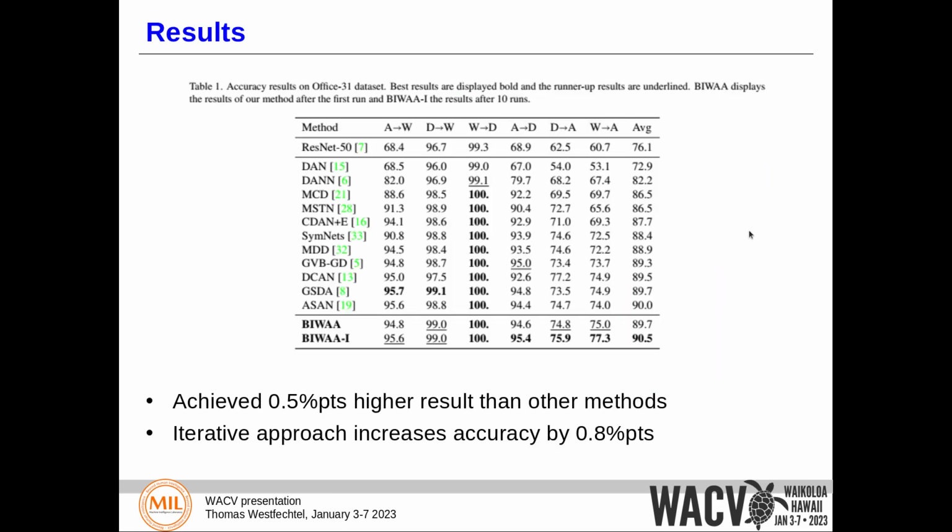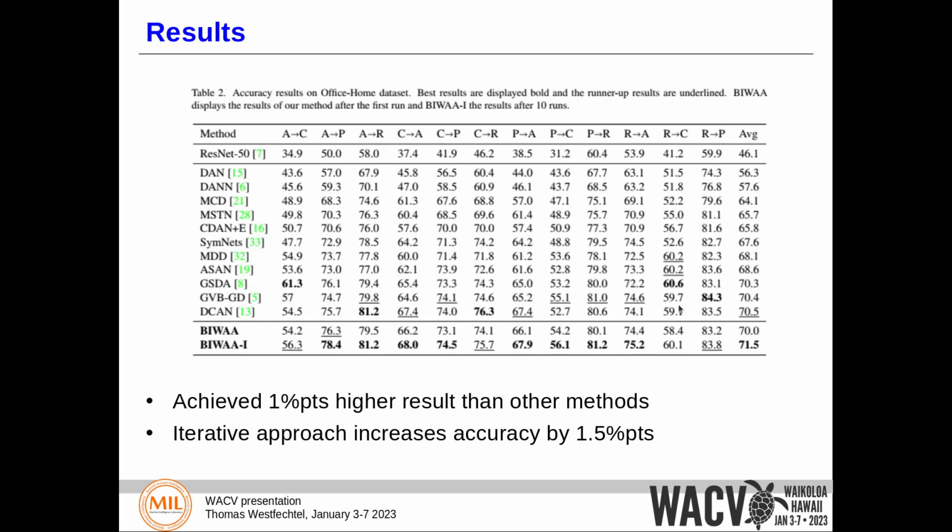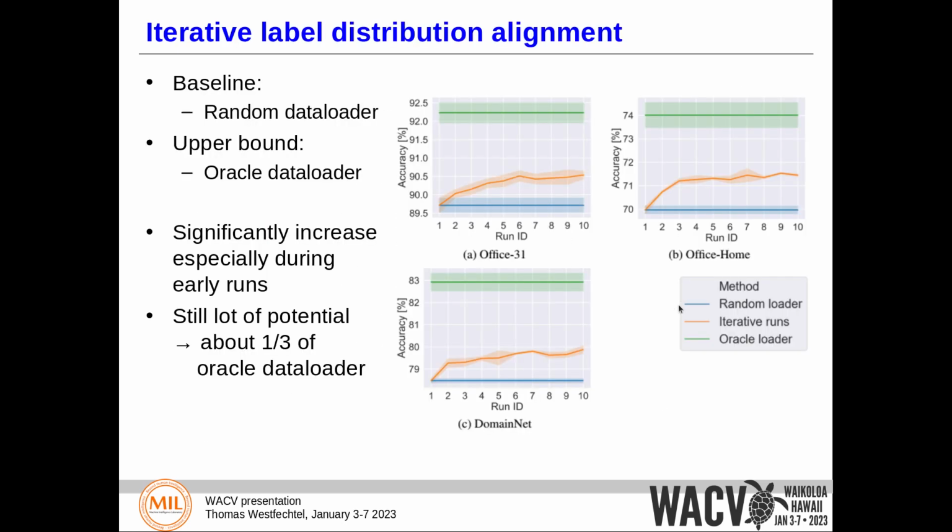And we can show that we achieve higher results than other methods, and also that the iterative approach further increases accuracy. These are the results from Office31. Here are the results for OfficeHome. And then we also show the increase from the iterative label distribution alignment.